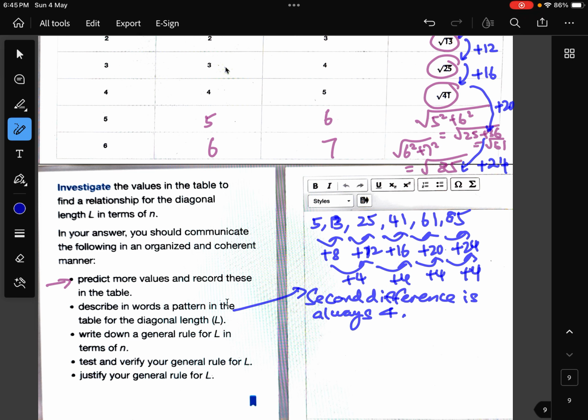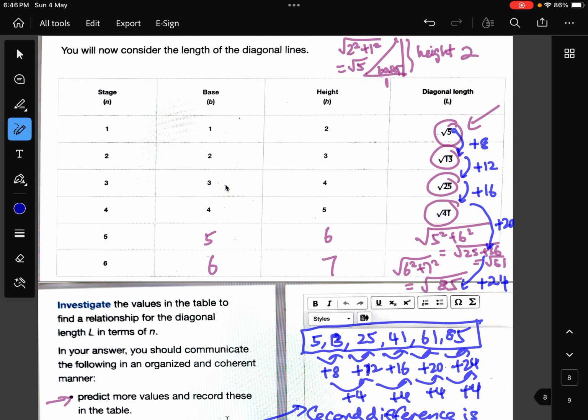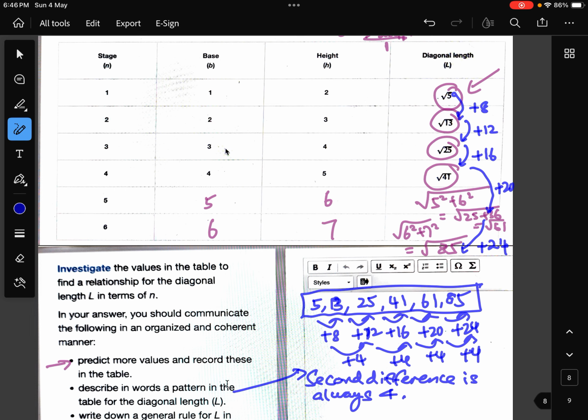Okay, and it says write down a general rule for L in terms of n. So typically what we need to do is to make sure that we can find a formula for these numbers in terms of n, which is basically the stage number. Typically, 5 will be considered as the first number, which is the first stage. 13 will be the second number, which will be considered as the second stage in this case.